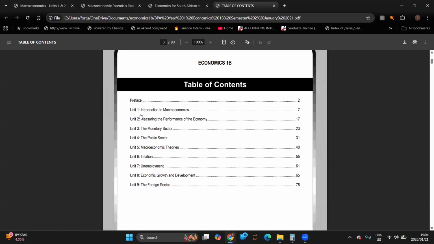We're also going to appreciate this in terms of some of the other topics, where you'll be measuring the performance of the economy, which is your unit number 2. After defining what an economy is from a macroeconomic perspective, how then do you measure how that economy is performing. Then we have various sectors that are formed as a result of the interaction of the participants within that particular market. We have the monetary sector and the public sector, which are your units 3 and 4.